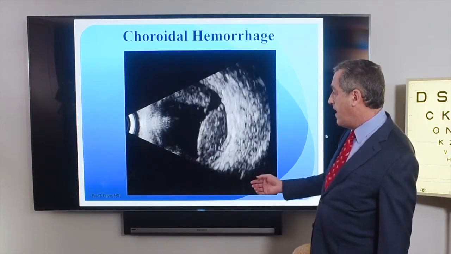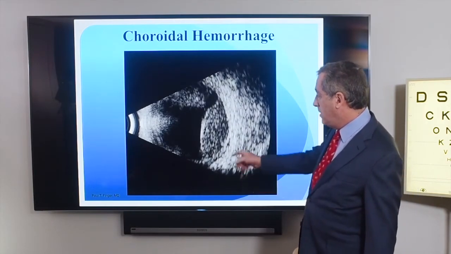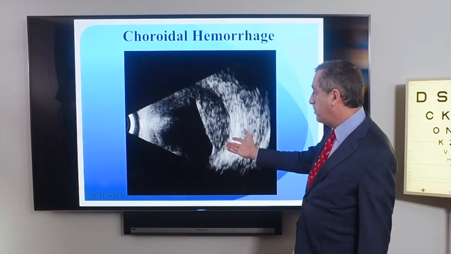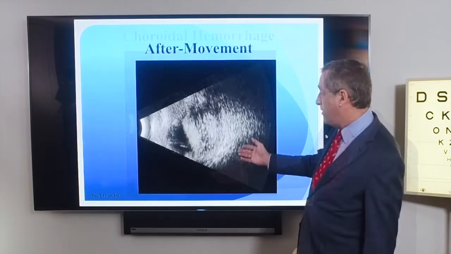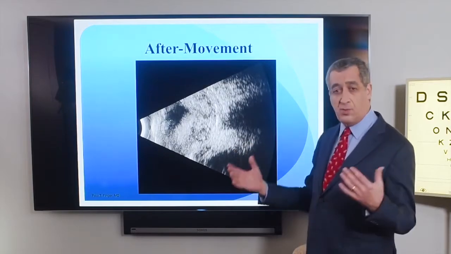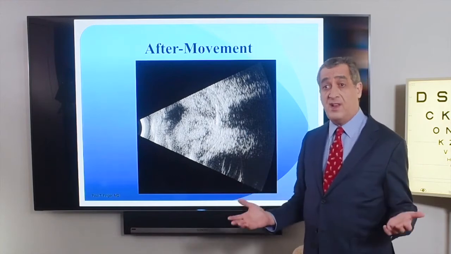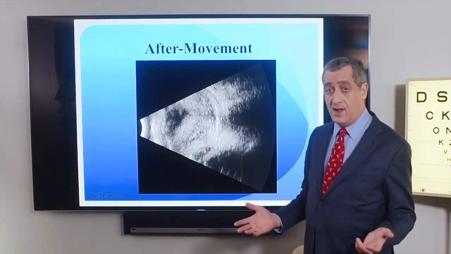Here we have after movements. Look inside. It's not twinkling. It's sludging like blood underneath the retina. Here's another example of the same, but this blood is more liquefied, so you see even more movements beneath the retina. That's definitely not a solid tumor, and it's not a melanoma.